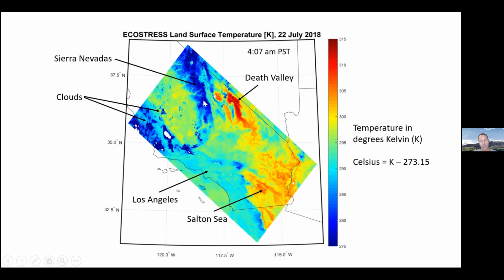This is an early morning image, so you can see the Sierra Nevadas are very cool. So the higher elevation areas are cooler. You can see this very warm area around Death Valley, obviously, is the hottest surface during this time. And then you can see the Mojave Desert is a bit hotter, and the Salton Sea is also quite warm. The water is warm because it has a high thermal mass, and so it stores that heat in the day, and then it stays warm at nighttime.